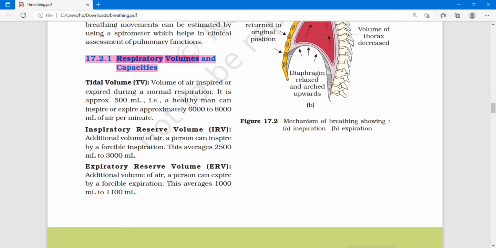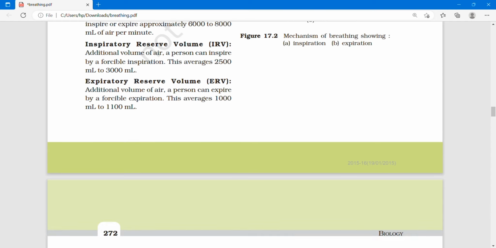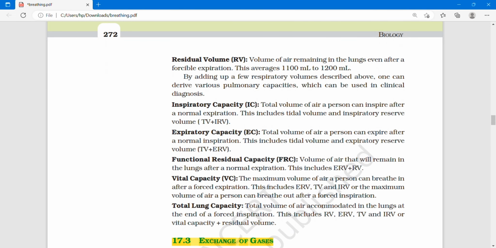Next one is inspiratory reserve volume, that is IRV. Additional volume of air a person can inspire by forcible inspiration. This averages 2500 ml to 3000 ml. Next one is expiratory reserve volume, that is ERV. Additional volume of air a person can expire by a forcible expiration. This averages 1000 ml to 1100 ml. Next one is residual volume, that is RV. Volume of air remaining in the lungs even after a forcible expiration. This averages 1100 ml to 1200 ml.